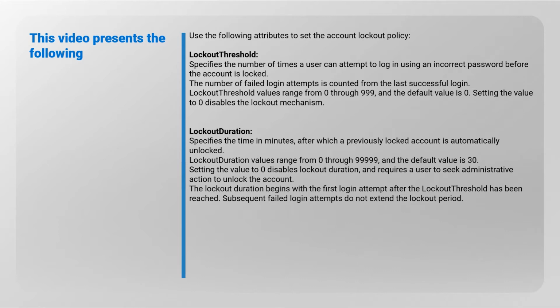Lockout duration specifies the time, in minutes, after which a previously locked account is automatically unlocked. Lockout duration values range from 0 through 99999, and the default value is 30. Setting the value to 0 disables lockout duration and requires a user to seek administrative action to unlock the account. The lockout duration begins with the first login attempt after the lockout threshold has been reached. Subsequent failed login attempts do not extend the lockout period.